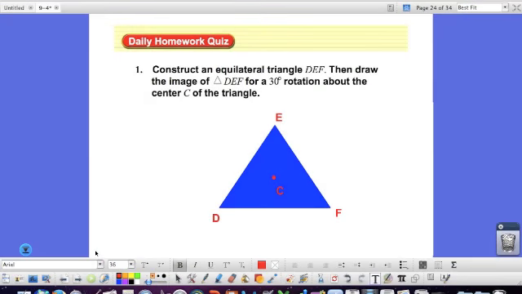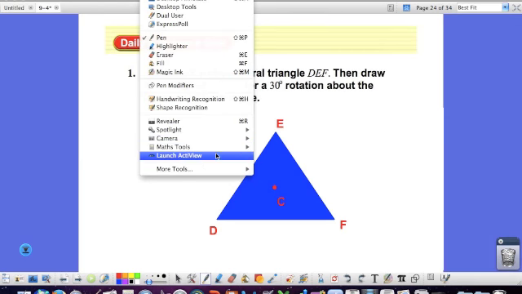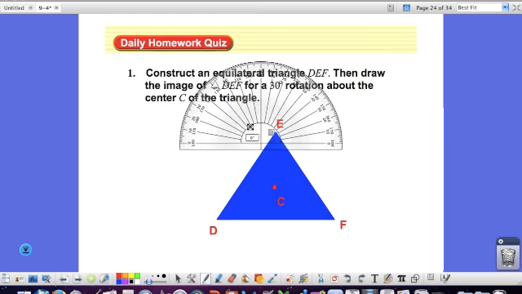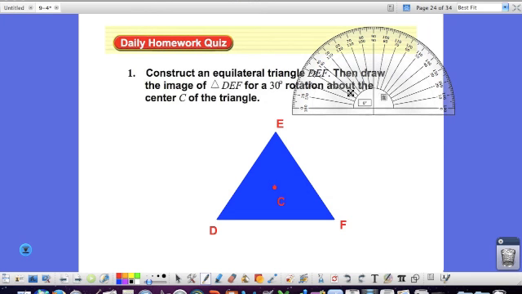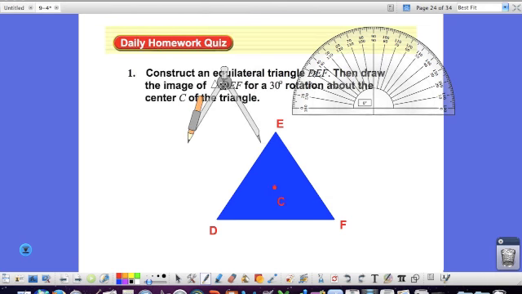So for this problem, we're asked to construct an equilateral triangle, DEF, then draw the image of triangle DEF for a 30-degree rotation about the center C of the triangle. So I went ahead and constructed this triangle and had a little bit of an issue here because they say that they want you to use the center of C and they want you to draw that. But if you remember from our earlier chapter, there's lots of centers of the circle. Do they want the circumcenter or the incenter or the centroid? So I just picked a point C, but maybe that's good that we're getting so picky here and catching the errors of the book.